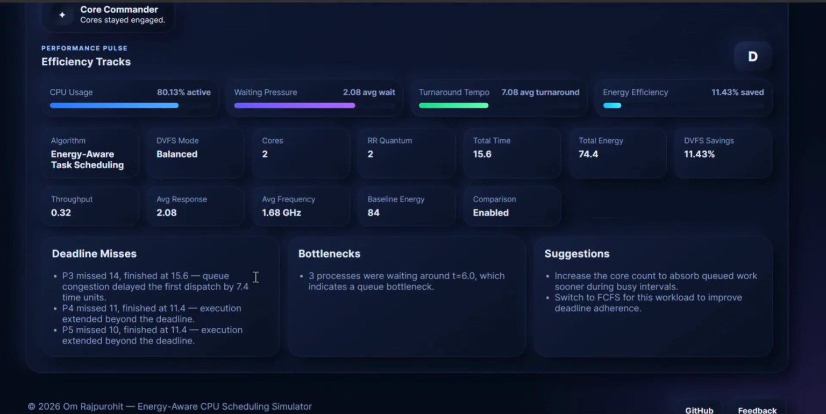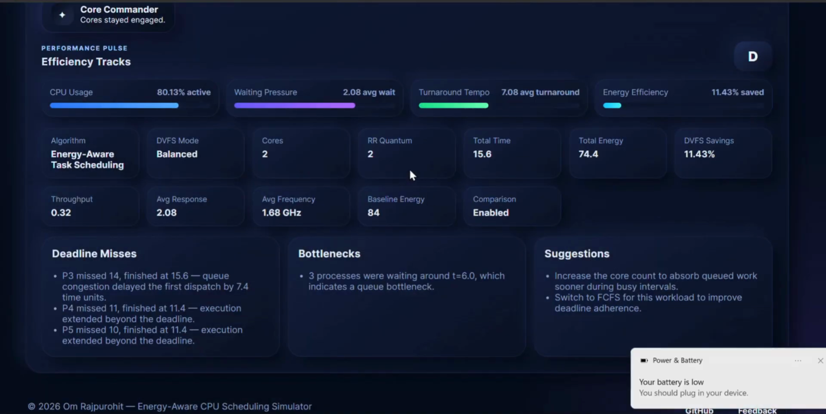and then in this insights section, we can see the efficiency of the scheduling algorithms. Here we have CPU usage, waiting pressure, turnaround tempo, energy efficiency, and the CPU algorithm which is used, total time taken, total energy consumed, and using DVFS, how much percent of the energy has been saved.